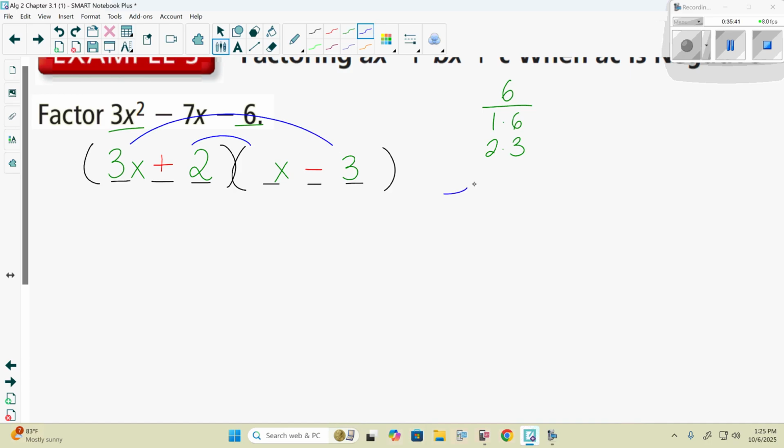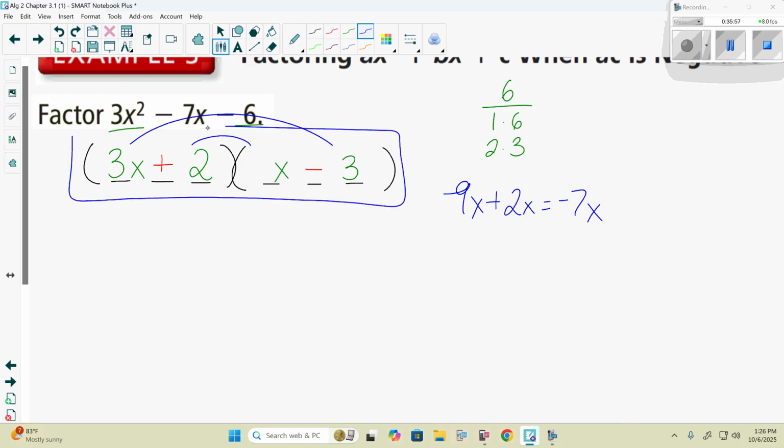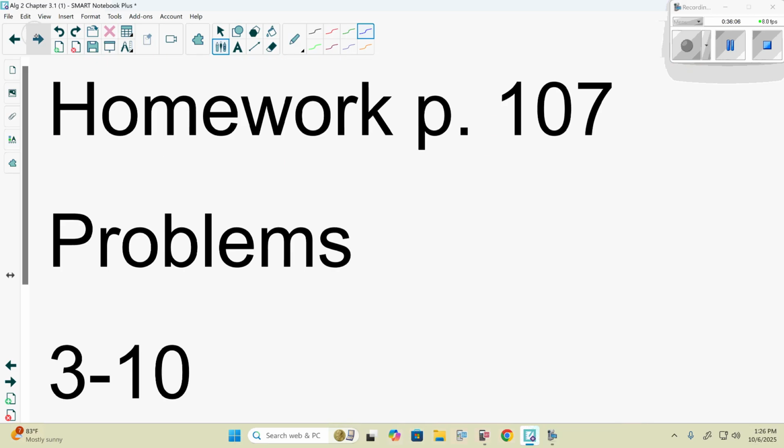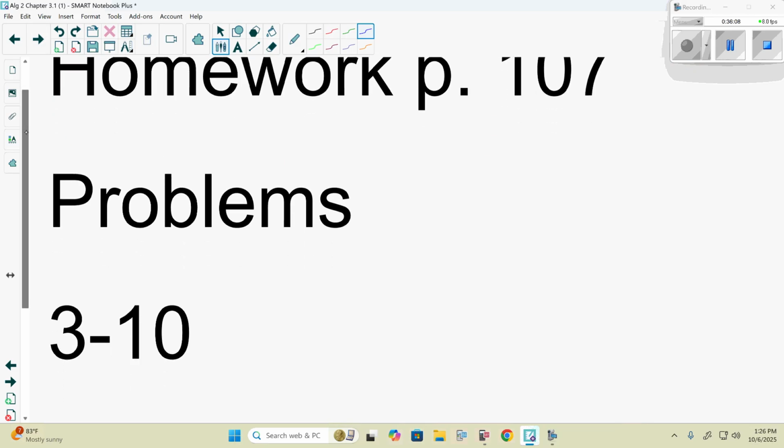3x times negative 3 is negative 9x. 2 times x is positive 2x. And negative 9x plus 2x, negative 9 plus 2 is negative 7. Is that the middle term we wanted? And that's it. Literally, that's it. 3 through 10.